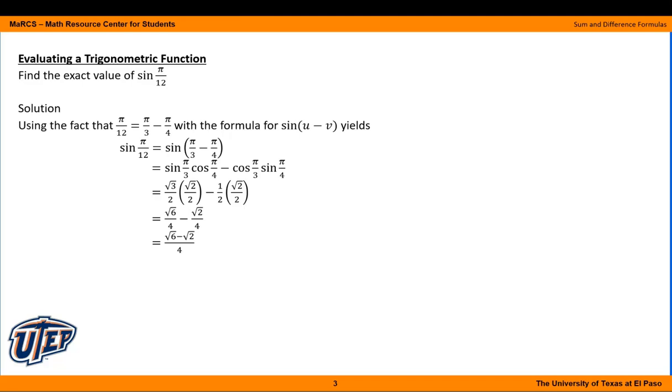At this point, we substitute the exact unit circle values for sine and cosine of pi over 3 and pi over 4. After multiplying and simplifying, we obtain the exact value of square root of 6 minus square root of 2 over 4. Notice that we leave the answer in exact radical form rather than converting to a decimal approximation. This example illustrates one of the most important uses of sum and difference formulas, finding exact values for angles that are not immediately available from the unit circle.